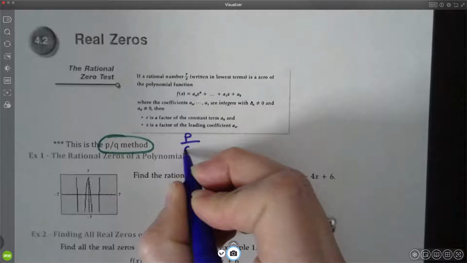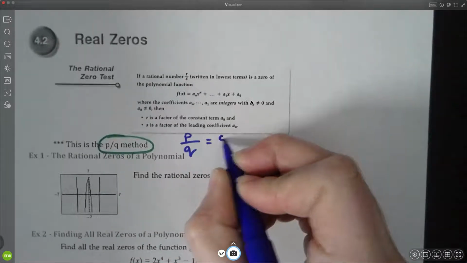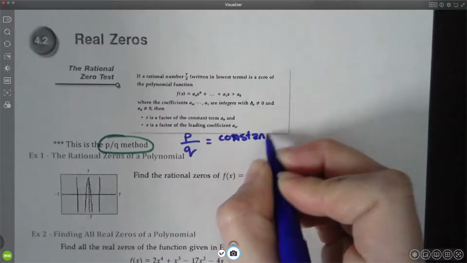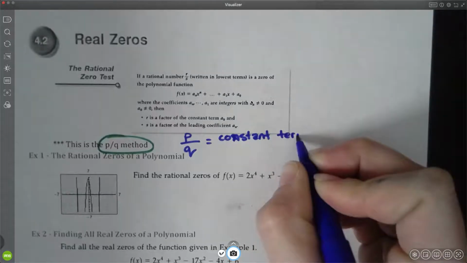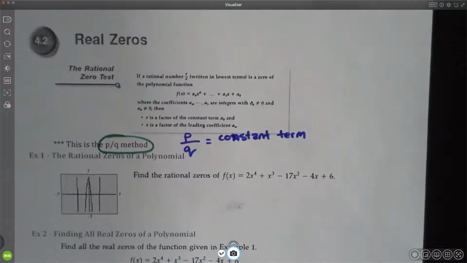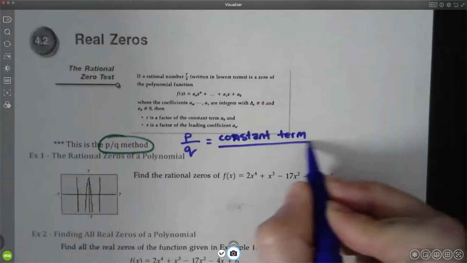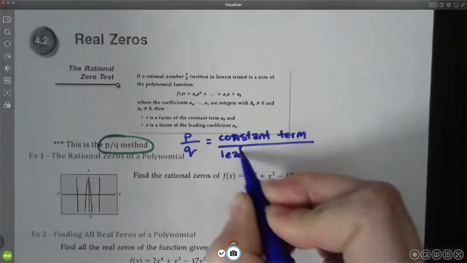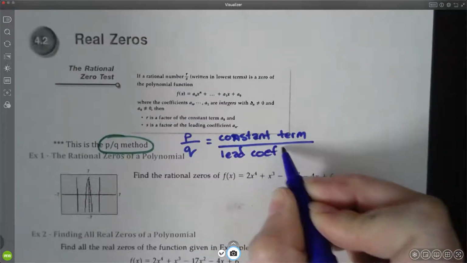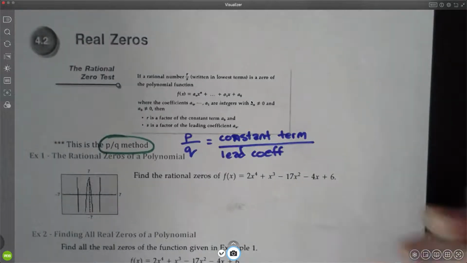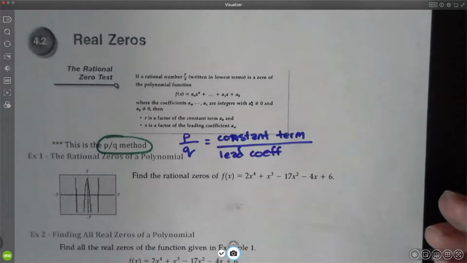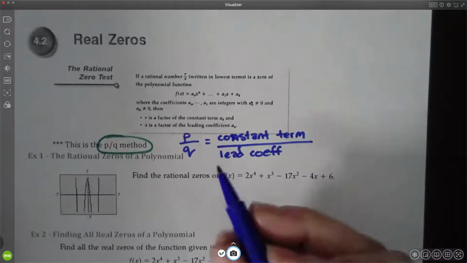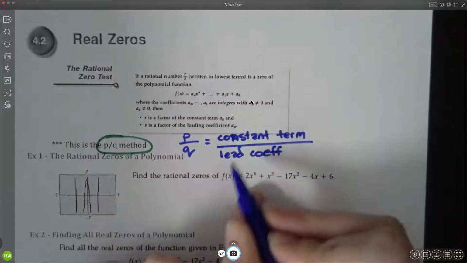P is the constant term. Begin writing this in your notes. The constant term. Q is the leading coefficient. Okay? Is the leading coefficient. Okay, so I'm going to do this problem for example 1.